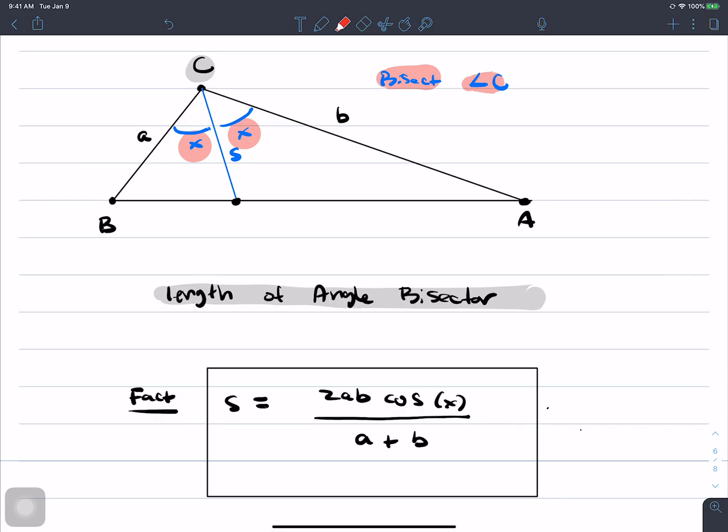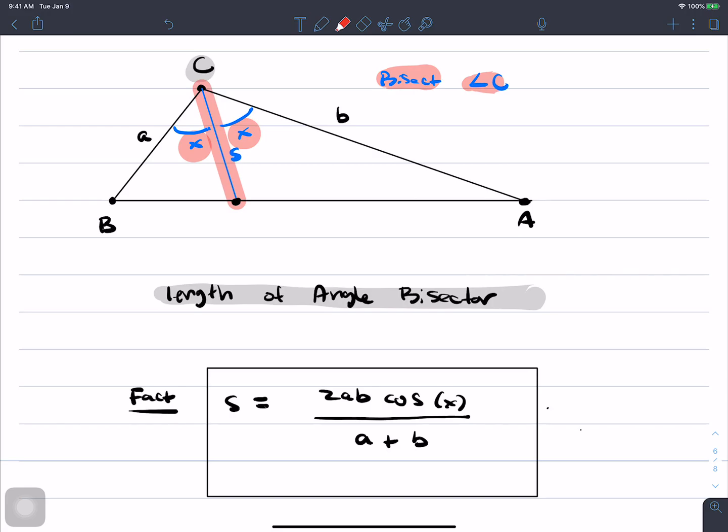Now, we have this line here called the angle bisector, and that line has a length called S. So this is a proof of the length of the angle bisector formula, where S is going to be 2AB cosine X over the sum of A and B. And there's various ways to prove this.